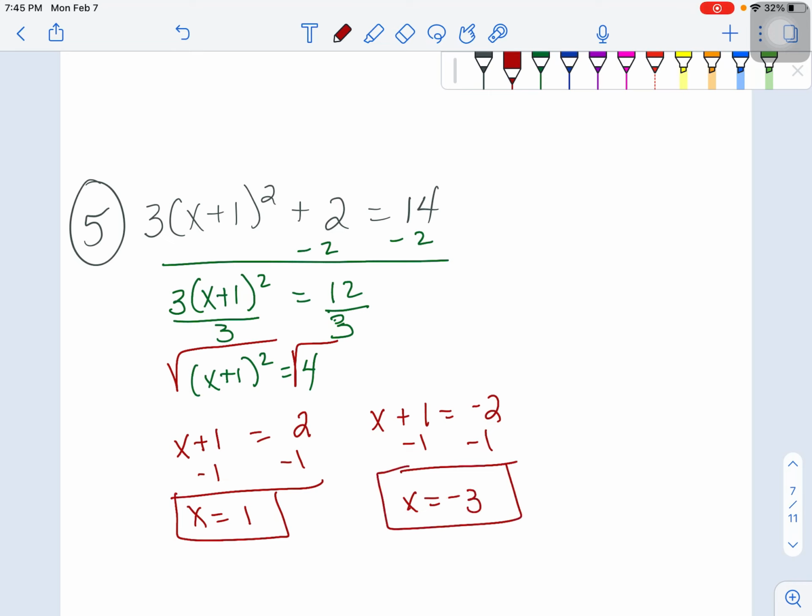If you did this on the calculator, you're going to show the graph. You're going to find where they intersect. You'll see it's at 1 and -3, and you're going to sketch a graph of it.